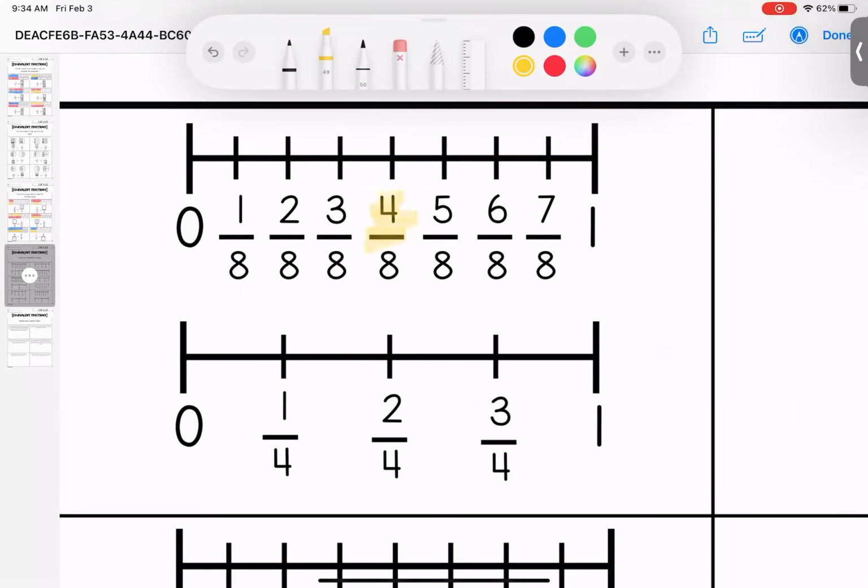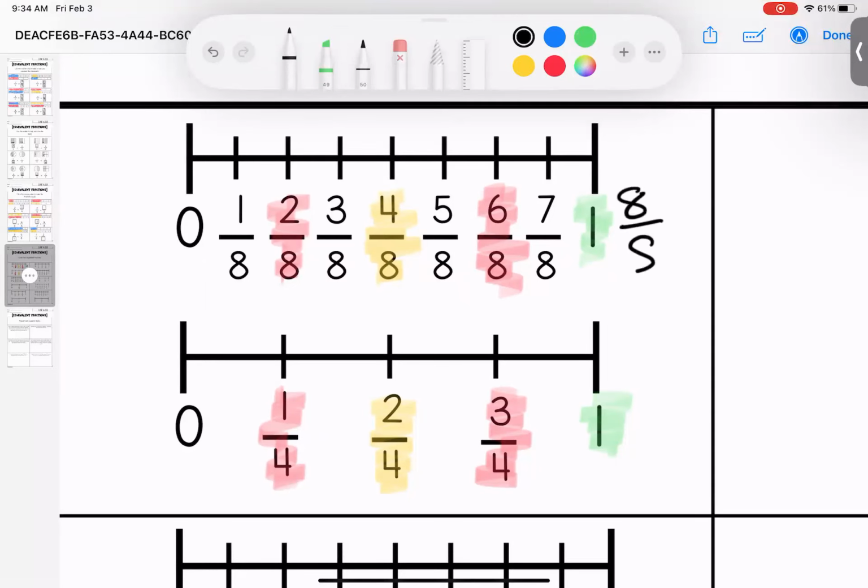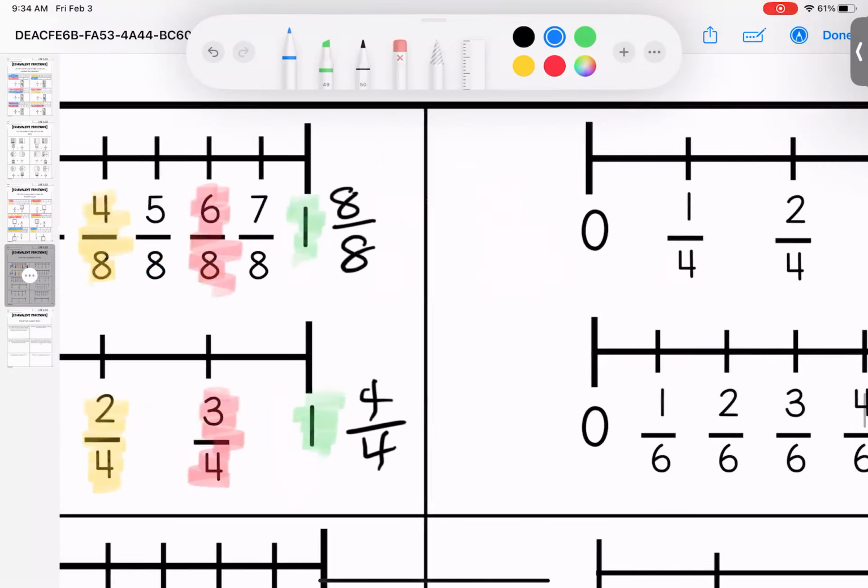So I could say that 4/8 is the same as 2/4. I could say that 6/8 is the same as 3/4, seeing that they're lined up. And I could say that 2/8 is the same as 1/4. If you're trying to be super sneaky and creative, I could also say that 1 whole is 1 whole. We talked about this in class. 1 whole is the same as saying 8 out of 8 and 4 out of 4. And I could also, in that same respect, say that 0/8 is the same as 0/4.